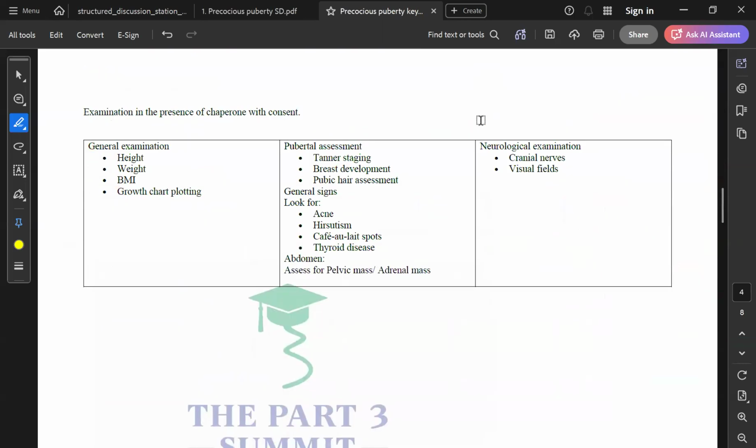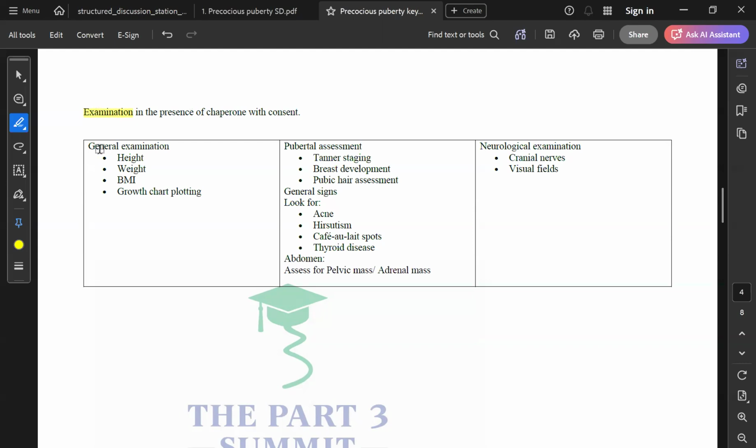So coming to examination in the presence of a chaperone with her consent. You have to explain to the child what you are going to look for, and you mentioned that you will build a rapport with the child, and then examine her in the presence of a chaperone. I think you mentioned this when you did the vaginal examination. It's better to mention it at the start. At the start of the examination itself, you can mention that I'll be examining with a chaperone, the presence of her mother, if the child is not comfortable, and I'll create rapport with her. So this way you can open this.